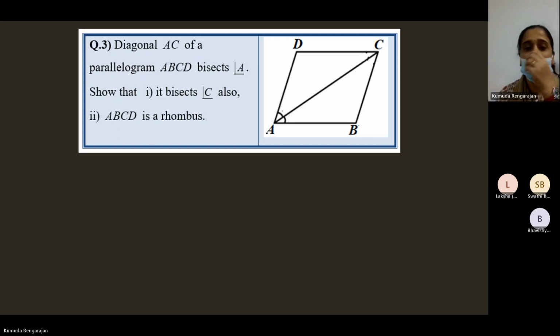Look at this one. ABCD is a parallelogram. Diagonal AC bisects angle A. That means angle 1 is equal to angle 2, correct? Show that it also bisects angle C. So we should show that angle 3 is equal to angle 4.